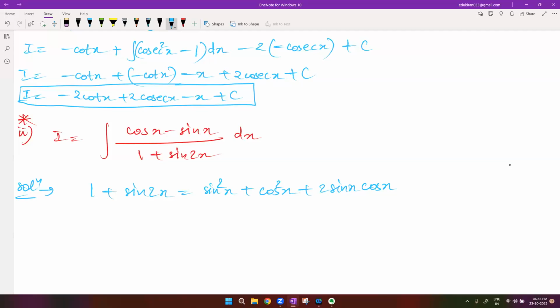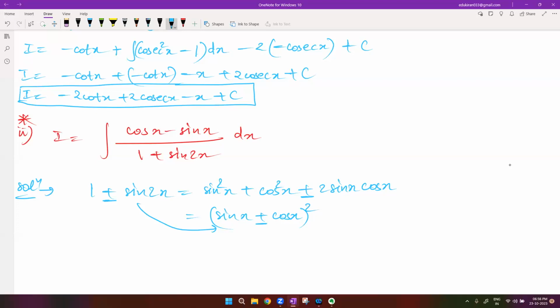Now this is a plus b whole square. If you see this closely, this is nothing but sin x plus cos x whole square. If you apply minus here, there is a minus here too. So 1 plus sin 2x can be written as sin x plus cos x whole square, and 1 minus sin 2x can be written as sin x minus cos x whole square. This is important, because whenever you see this expression, you can always write it in this form.